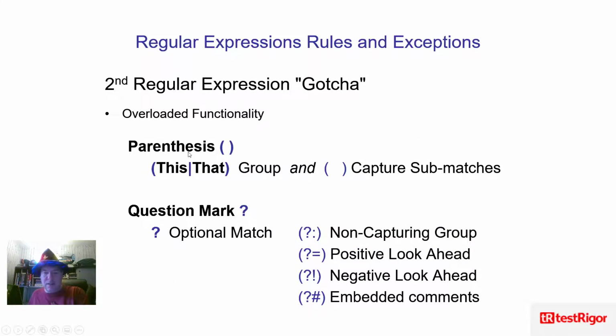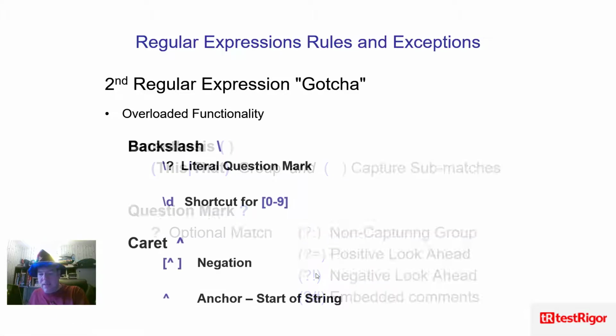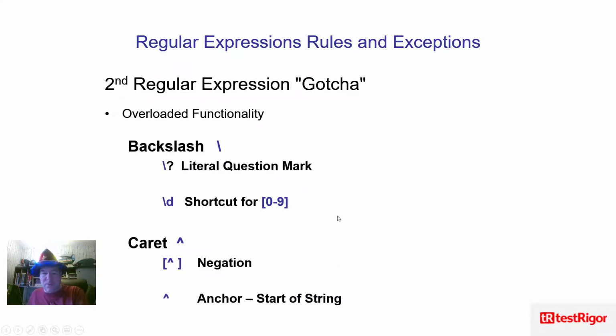All right, second little gotcha is there is overloaded functionality. Some of these properties have multiple ways that things work. So this parentheses says I need to match this or that, either one. But it also means I need to capture submatches. That's a little bit more advanced. We won't be getting into this in this session, but keep that in mind. The question mark, same thing. It could be an optional match, as we saw on the previous slide, or it could be a non-capturing group or positive or negative looking ahead with these characters. Again, that's the advanced course. We're just going to get you over the basics of this.